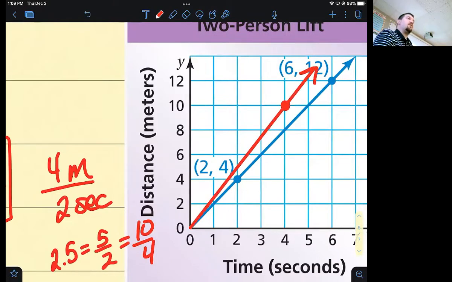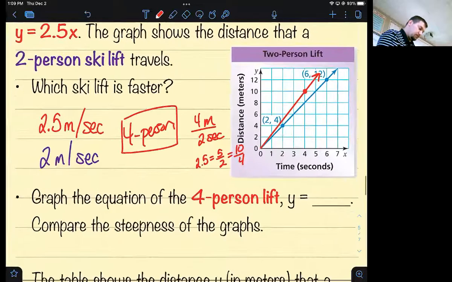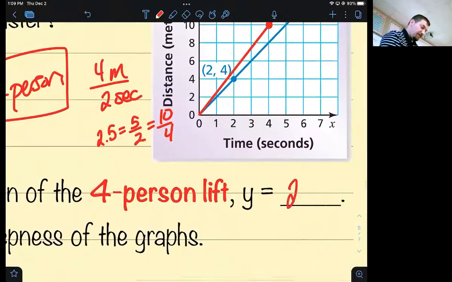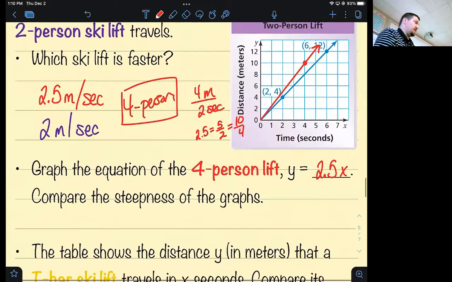And if you compare the two lines, you can see that the ski lift that's faster has a steeper slope. Oh, Y equals 2.5X. Duh, that's the equation. They already gave us that at the beginning of the question. True. But if you didn't realize they gave it to you, then you weren't going to be able to graph it.